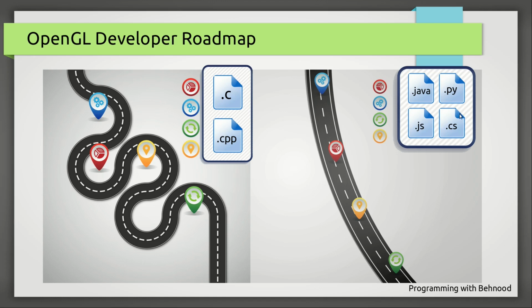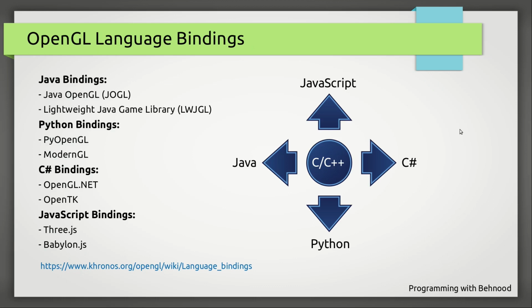The easy way is using OpenGL language bindings. We can use Java bindings, Python bindings, JavaScript bindings, and C Sharp bindings. Like I said, OpenGL language bindings exist for pretty much every language we can use. We can use Java bindings like JOGL or Jogl, or the Lightweight Java Game Library. We can use Python bindings, for example PyOpenGL or ModernGL, and so on.